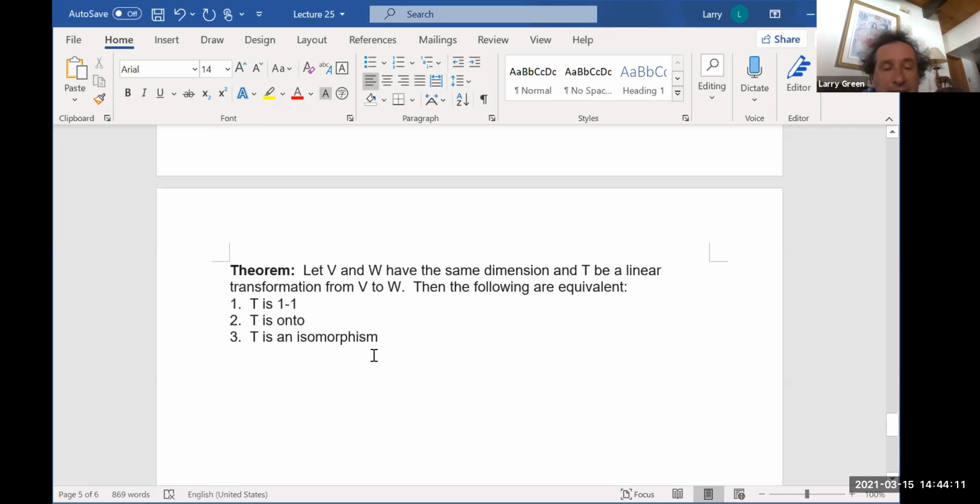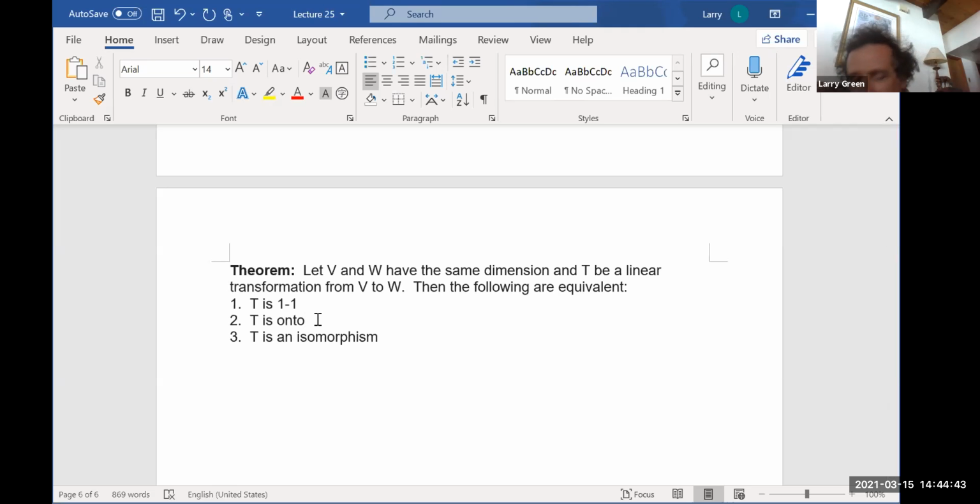So that's a major theorem. If you want to prove that a linear transformation is an isomorphism from V to W, and you know V and W have the same dimension, it means you only have to do half the work. 1-to-1 and you're done, and 1-to-1 is usually the easiest. All you need is one of those and you get the other.